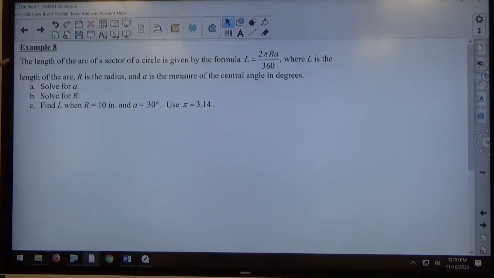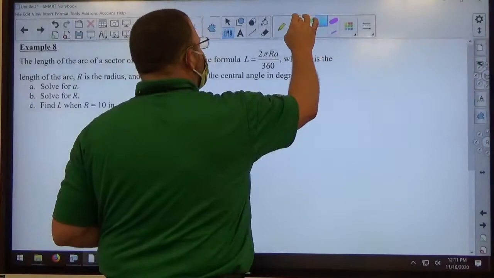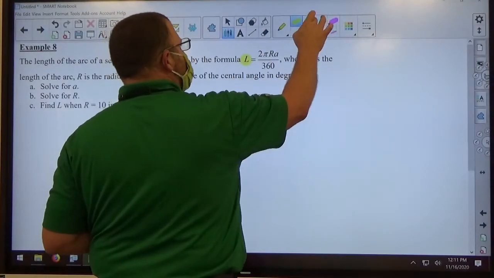For example 8, the length of the arc of a sector of a circle is given by the formula L equals 2 pi RA over 360, where L is the length of the arc, capital R is the radius, and little a is the measure of the central angle in degrees. Okay, so first thing I want to bring to your attention here. They've given us a formula that has variables in it.